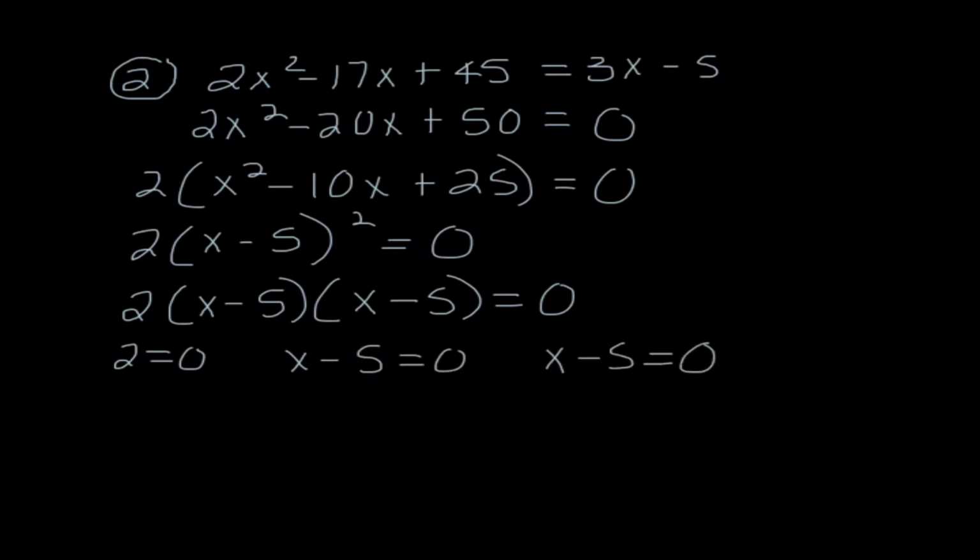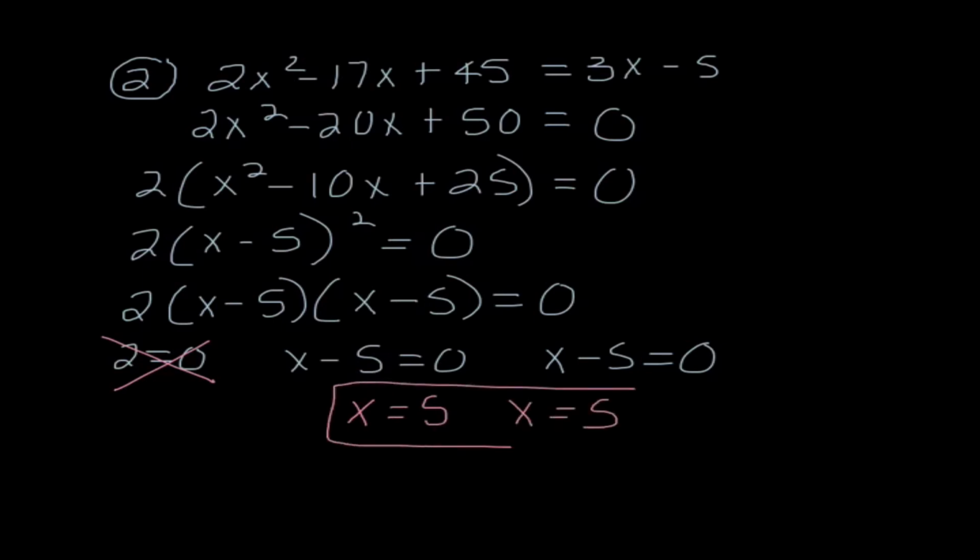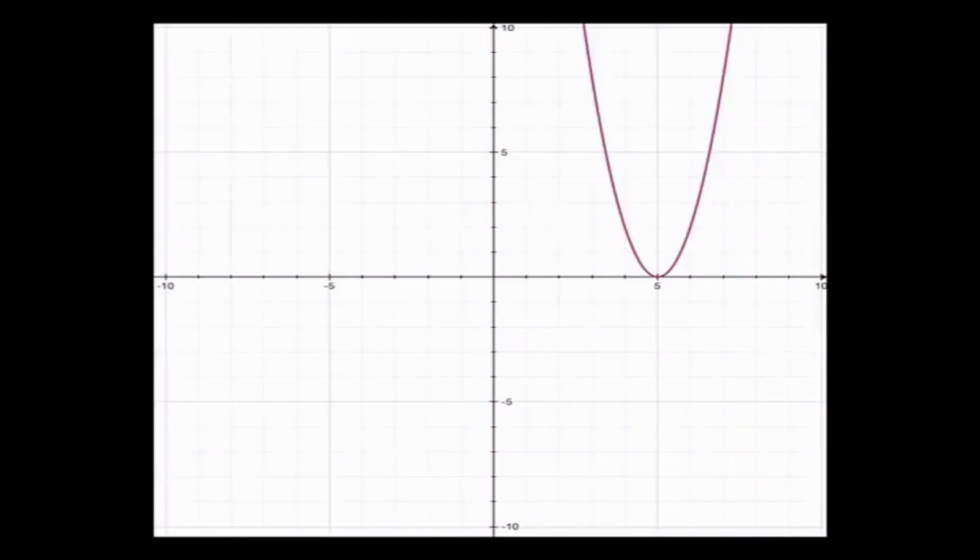And something kind of weird happens here. In my first one, I don't have an x, so I don't need to worry about that. Then I get x equals 5 and x equals 5. This seems kind of weird, but just so you know, this is actually what we call a double zero. I'm going to show a graph of what this looks like. If we look at this graph, we notice that it bounces off the x-axis. This is just a little preview of what a double zero does in our graph.